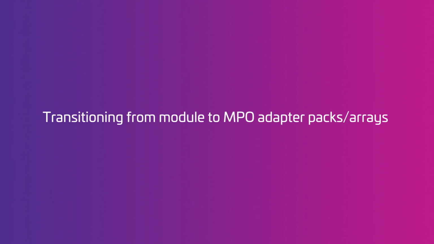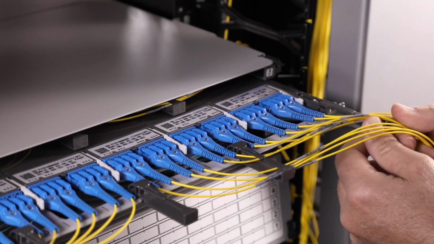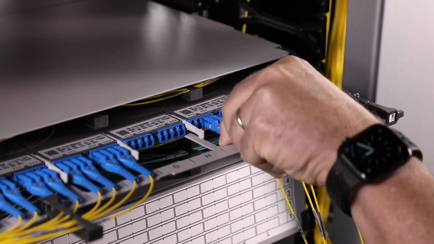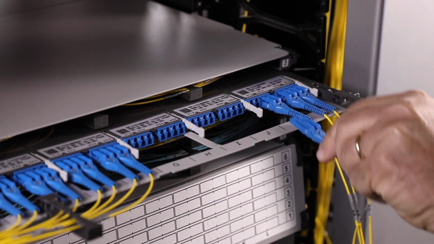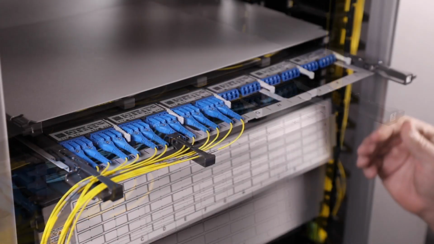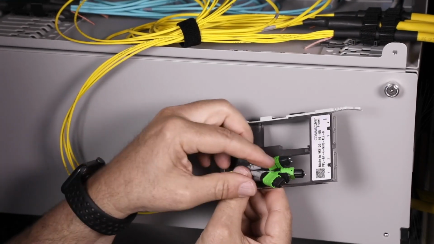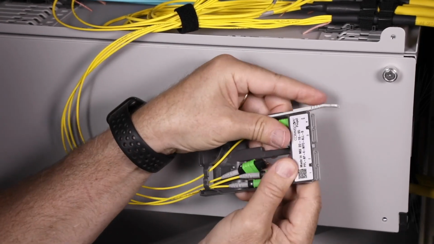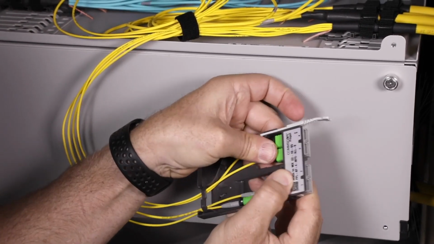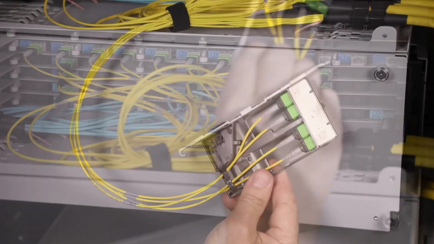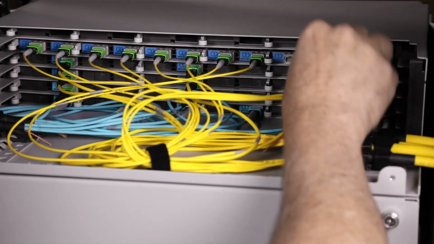Before we replace the back cover, let's look at how to transition from the module to the MPO adapter packs and arrays. Take the patch cords out of the clips and remove the clips. Disconnect the LC patch cords from the MPO8 modules. Insert the MPO trunk cables into the rear of the adapter pack. Install the adapter pack onto the blade.